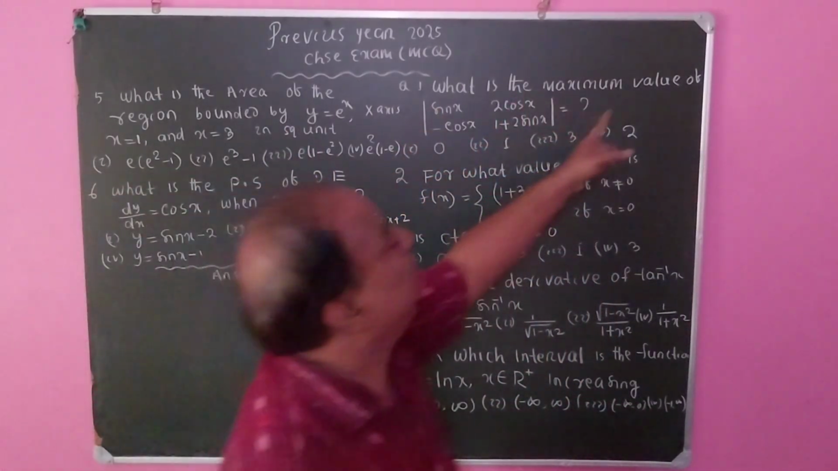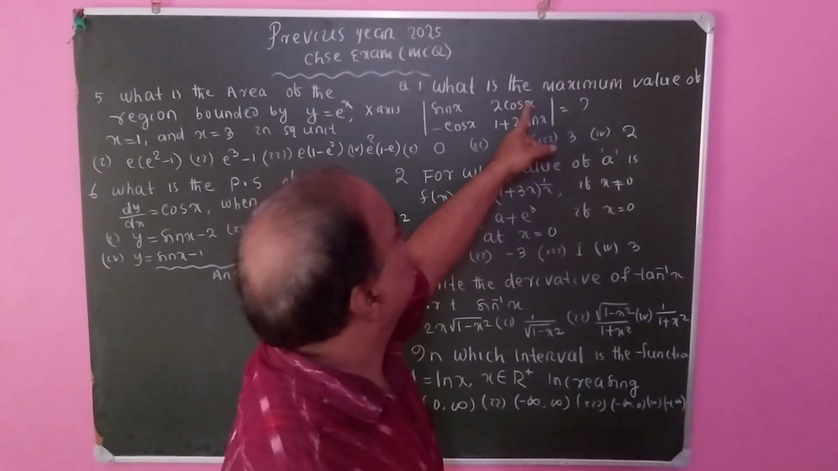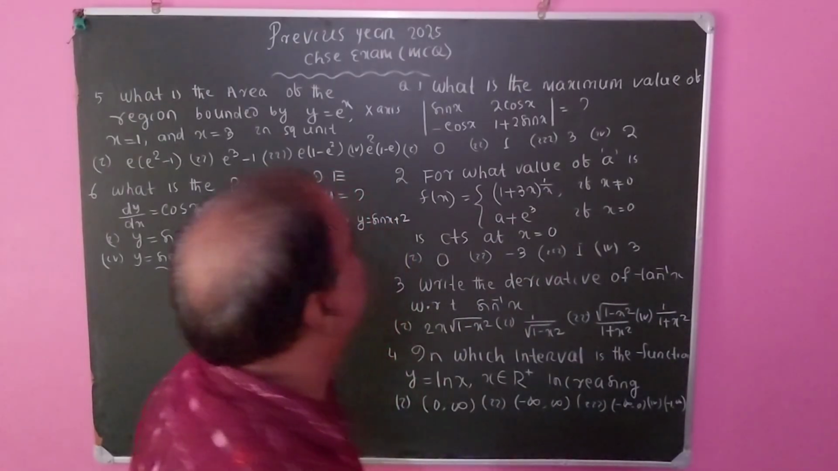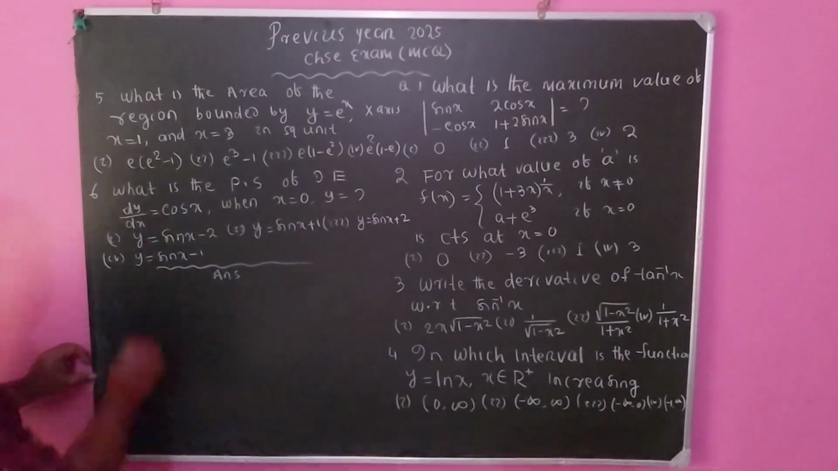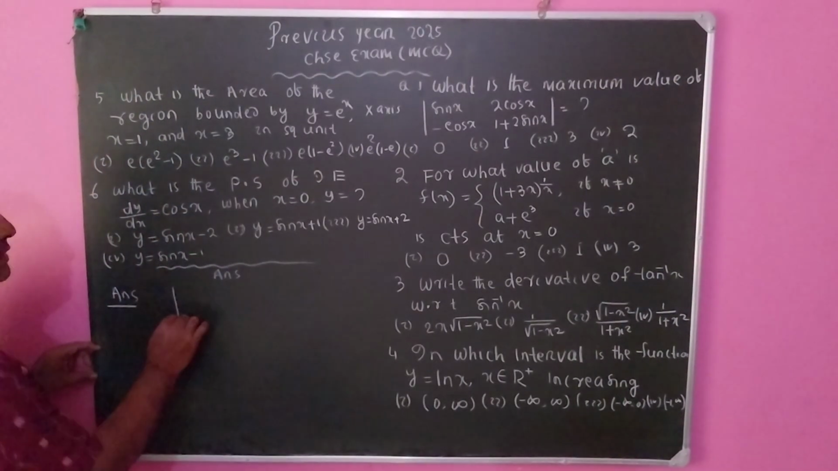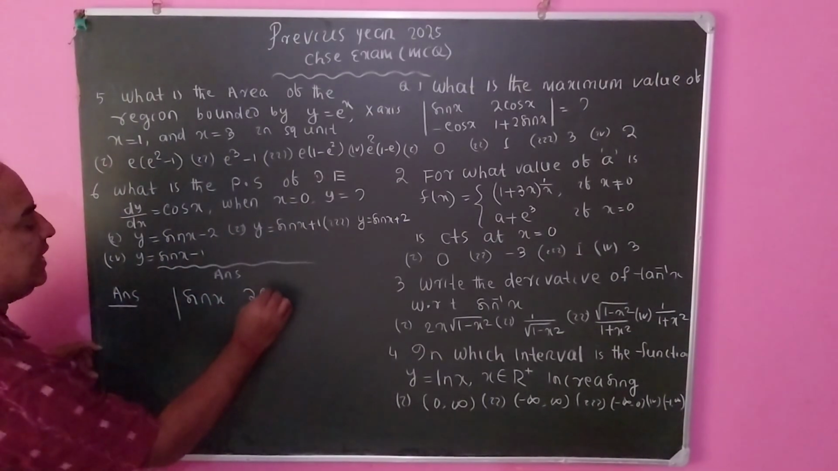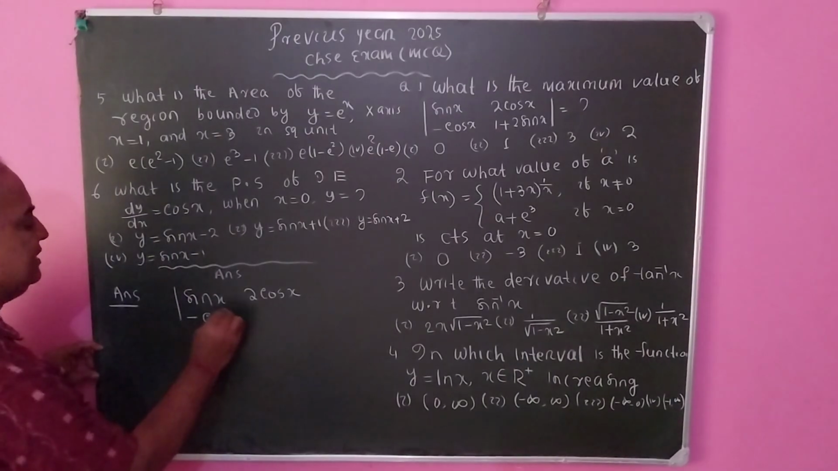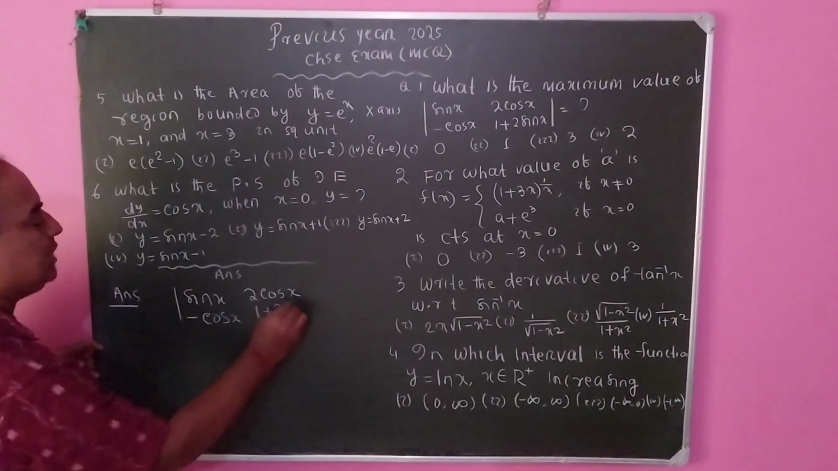What is the maximum value of the determinant sin x, 2 cos x, minus cos x, 1 plus 2 sin x? How can you find the maximum value of the determinant? Write down the answer. Question number 1. The determinant has first row sin x, 2 cos x, second row minus cos x, 1 plus 2 sin x.